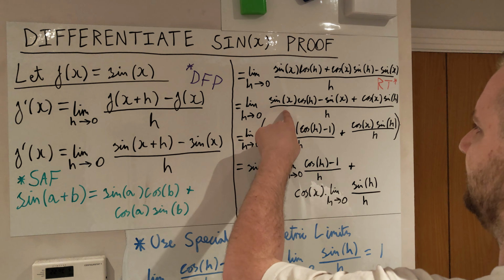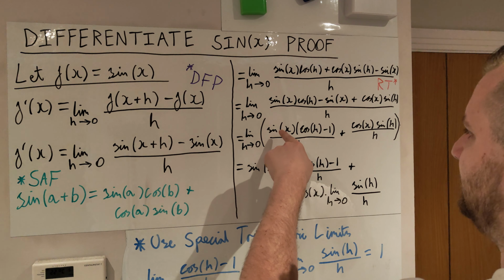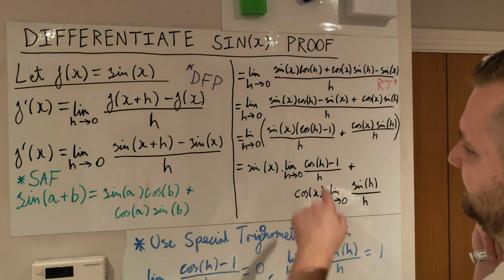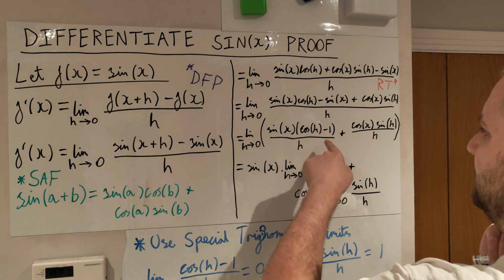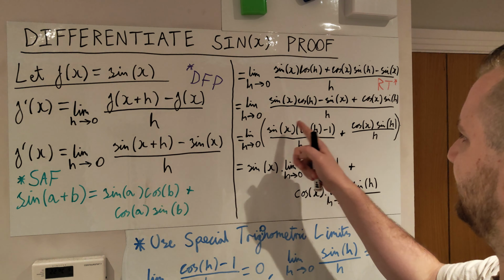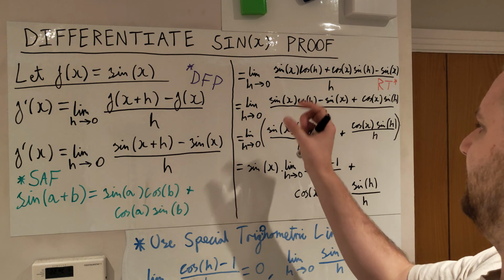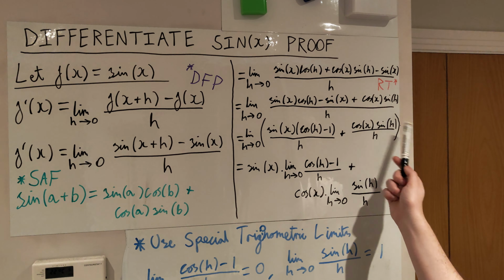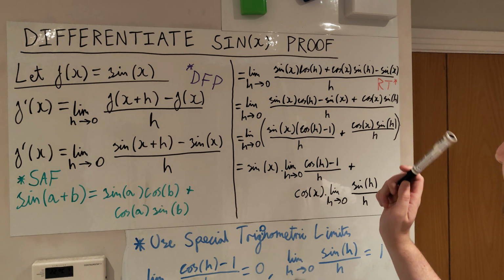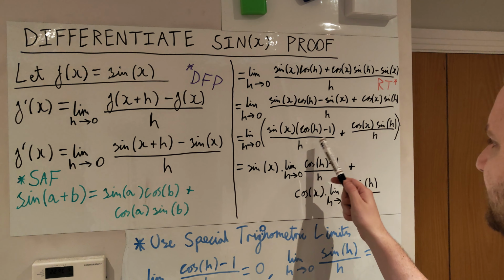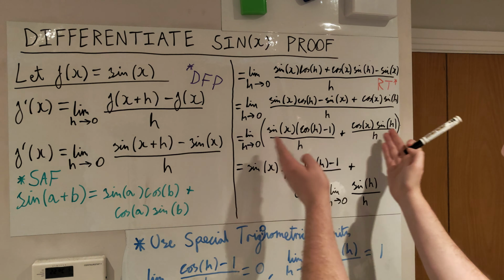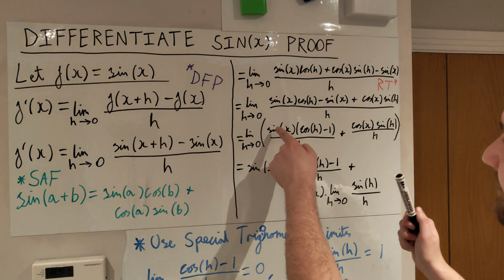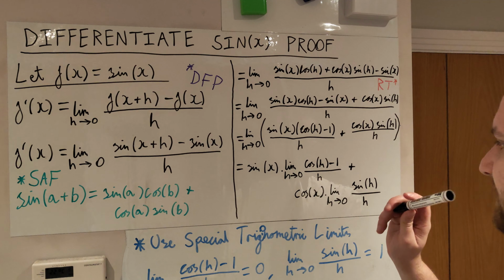So we take this part here and we take sine of x, because this has sine of x in both these terms, sine of x times cos of h minus 1, because we've taken a factor of sine of x out of this part and it's over h, plus we've just kept this the same, but we've separated it, but they're still both over h. So that's a rule. Hopefully you can see that's the same thing. They're still both over h. We just separated them and taken a sine of x out on the left-hand side.